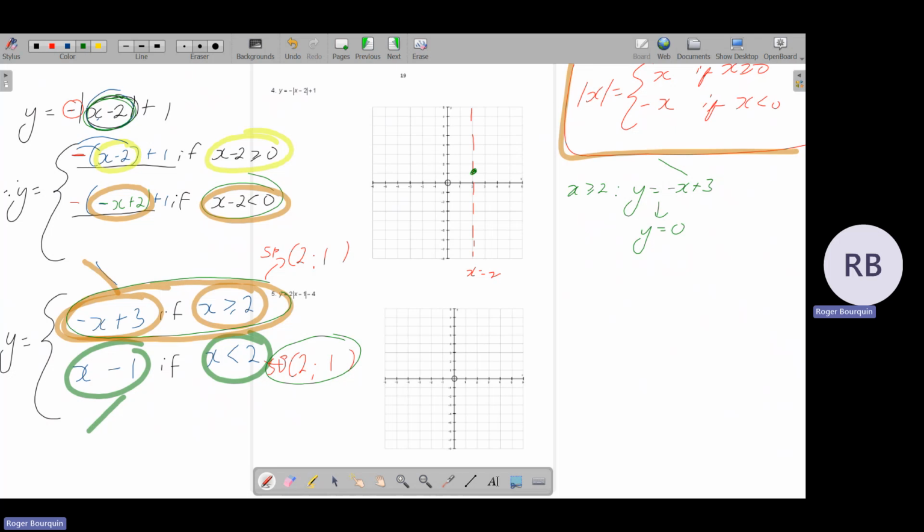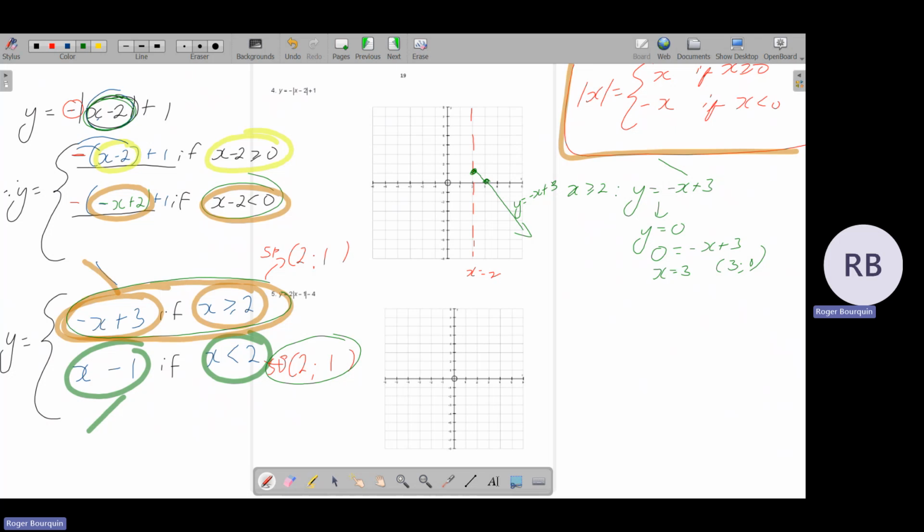Right, so when y is naught, Sarah, what do we get? Naught is equal to negative x plus 3, so what's x? x is 3, so this graph goes through (3, 0), which is over here, right? So here's this part of the graph. This is the branch. I've drawn the graph y is equal to negative x plus 3 when the x coordinates are bigger than or equal to 2, to the right of 2.